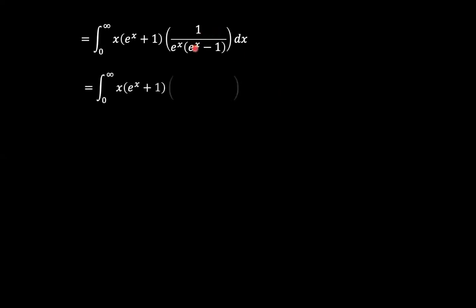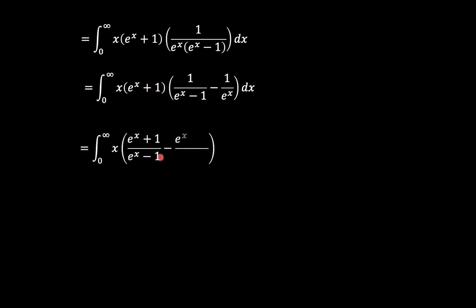The next thing is we would like to use partial fractions to separate these denominators. So this third term here is the same as 1 over e to the power x minus 1, minus 1 over e to the power x. If we multiply the e to the power x plus 1 term across, this is what we get. And if you look at this last term here, you divide this by this, you get 1, and then you're left with e to the power negative x.